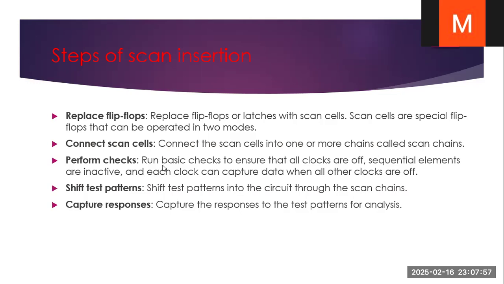Next one is perform the checks. Here we are going to do the DRC checks. We should make sure that all clock related signals are controlled from the primary. Run the basic checks to ensure that all clocks are off, sequential elements are inactive, and each clock can capture data when all other clocks are off. Next one is shift test patterns. Shift the patterns into the circuit through the scan chains. So through the SI path, we are going to shift the patterns. Next one is capture response. Capture the response to the test pattern for the analysis.